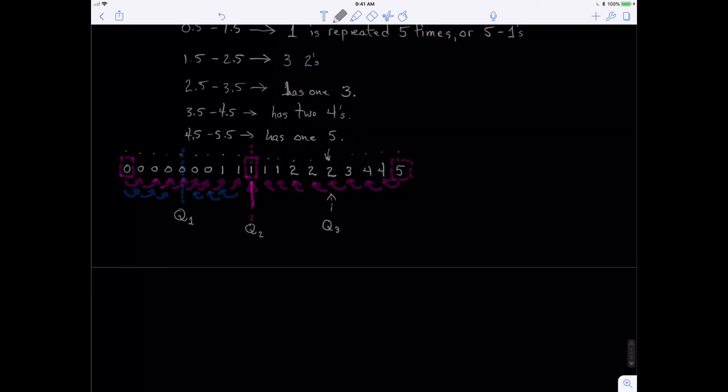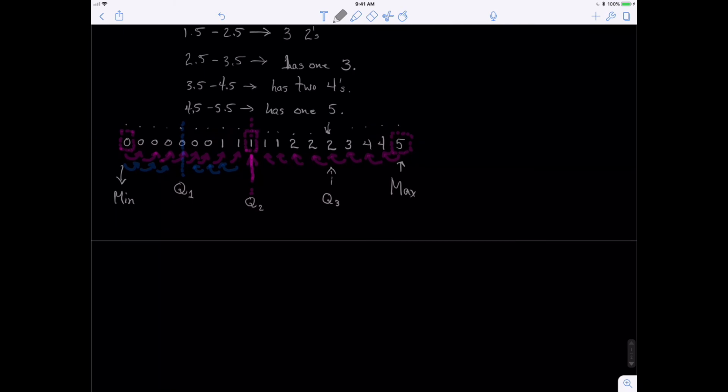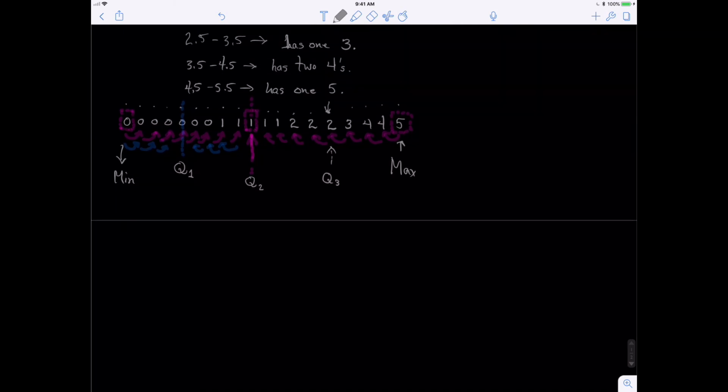And now we have our 5-number summary. We have our minimum, we have our maximum, and we have our quartiles. So now we can construct our box plot. So let's do that. Let's take a minute. We have numbers that go from 0 to 5. So we'll go 0, 1, 2, 3, 4, 5.